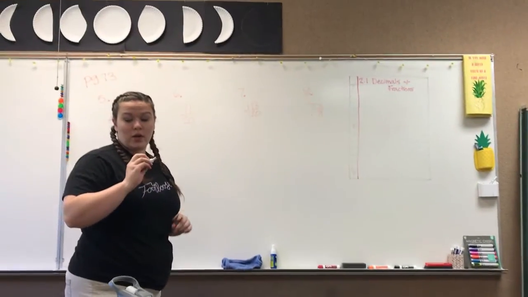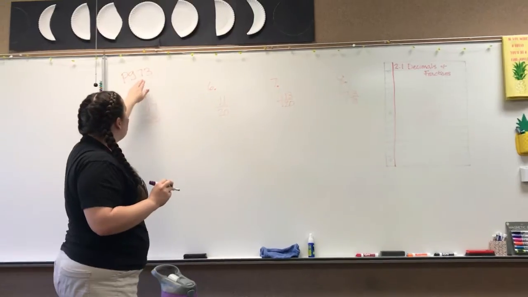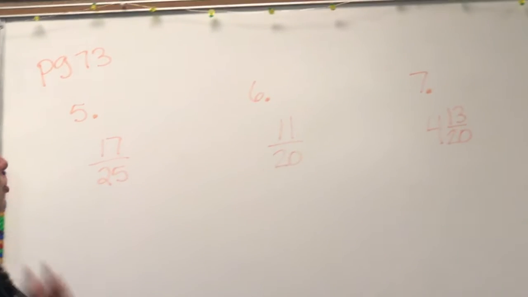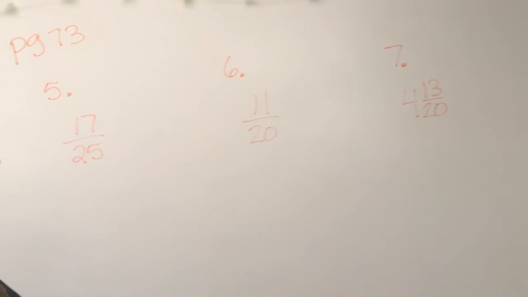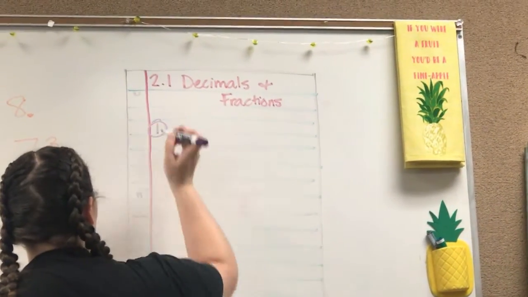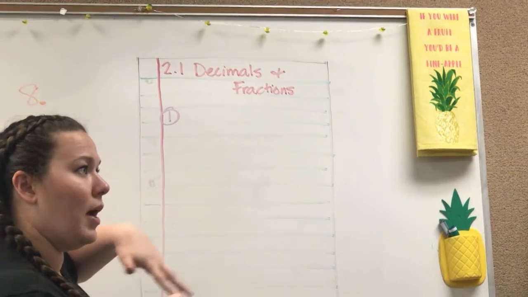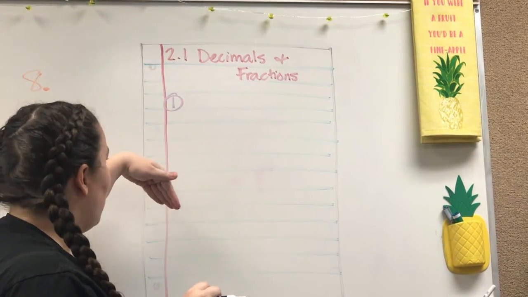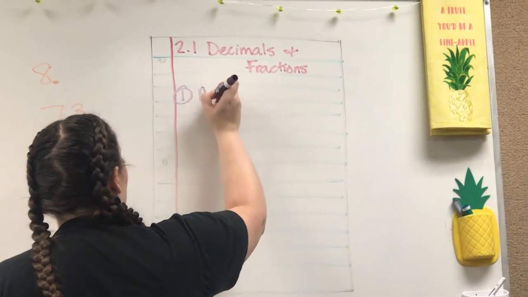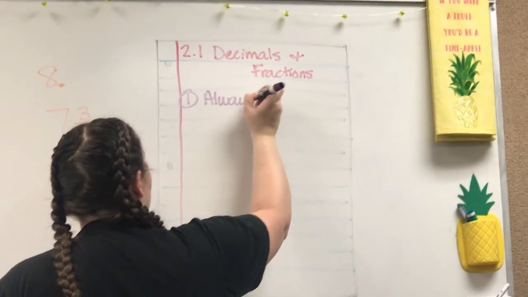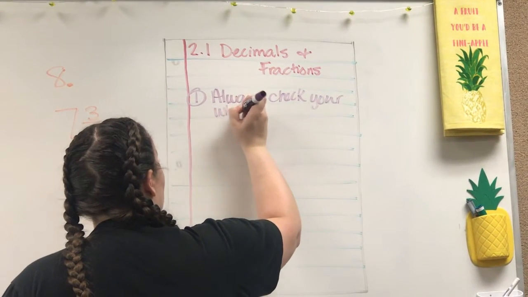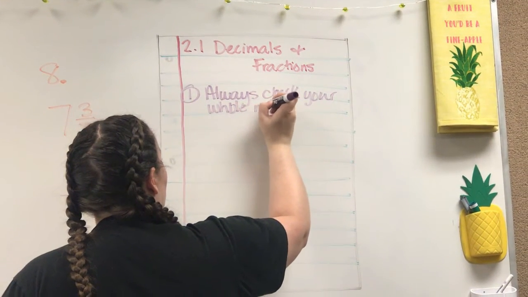So now we are working with the fractions. We are still on page 73 in your volume 1 book. We are still on lesson 2.1, but now we're just working with fractions. So let's go over here to our rules. Rule number 1 with working with fractions. And I cleared off the page, but hopefully you still have room on the page. If not, just make a second page of it. So rule number 1 is the same as before. Always check your whole number.